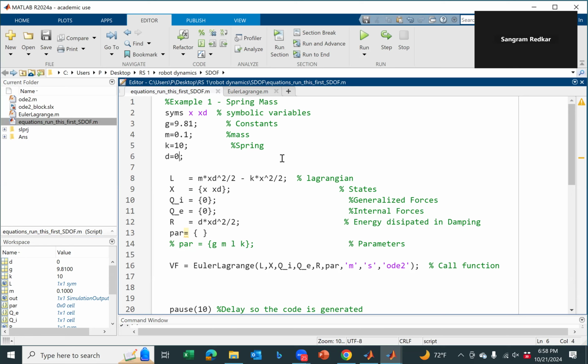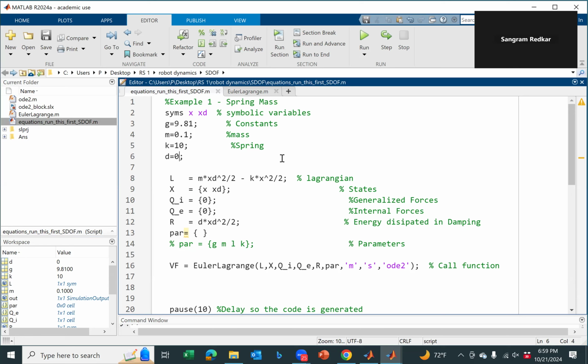So what I did is I substituted, on line number 8, the Lagrangian. Everyone understood this? And that's it. Everything else will be taken care of by the script, but I will go line by line. Now your states are X and XD.